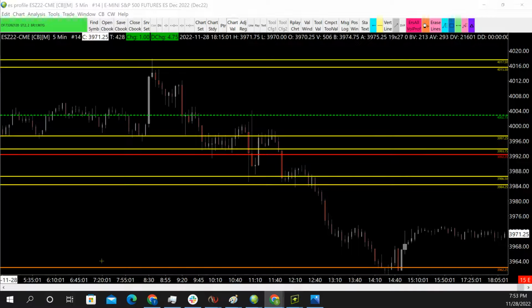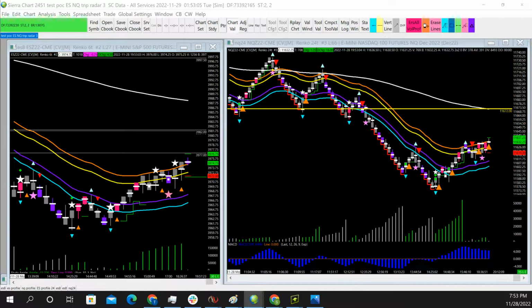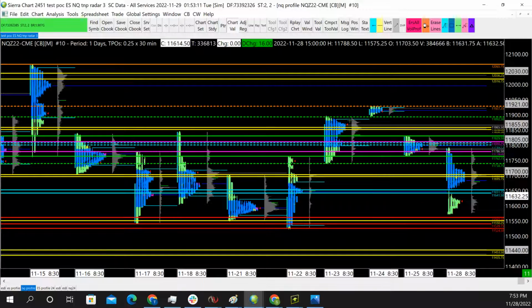Okay guys, so this morning we're going to start with ES and we'll roll to NQ. This is what the chart looked like as I posted it. Here's the NQ profile. These are the levels as were posted relative to Friday. I said the important parts will be down here in this 11,550 in terms of finding responsive buyers.